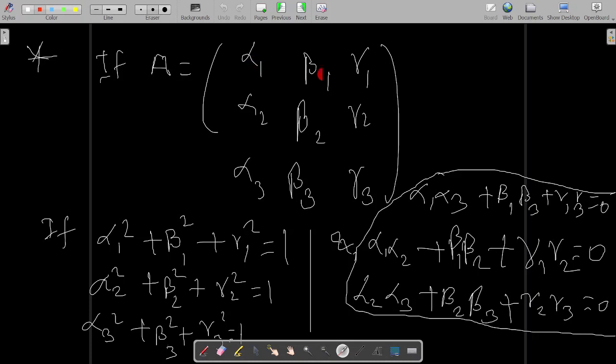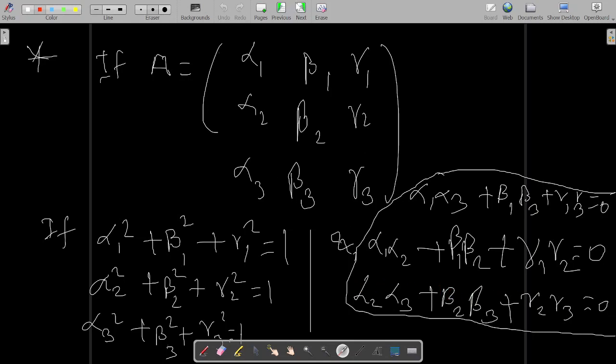And suppose these two rows, first and second row, satisfy this condition, that alpha 1 alpha 2 plus beta 1 beta 2 plus gamma 1 gamma 2 equal to 0. Then this and this row satisfy this condition, that alpha 1 alpha 3 plus beta 1 beta 3 plus gamma 1 gamma 3 equal to 0. And this row satisfies this condition, that alpha 2 alpha 3 plus beta 2 beta 3 plus gamma 2 gamma 3 equal to 0.